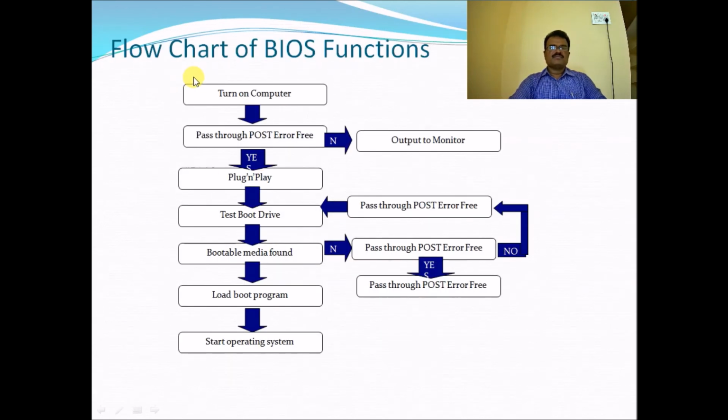So, the flowchart of BIOS function. If you see, turn on the computer, pass through POST, error free. If POST is not passed, I mean if any errors occur here, it will output to the monitor. The system displays types of errors by giving some beep codes or some error codes on the monitor. So here itself we have to rectify all the errors displayed by the POST, which are nothing but hardware errors. After rectifying them, again we have to turn on the computer.